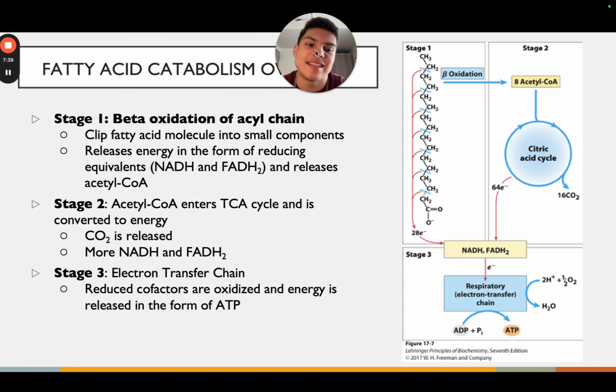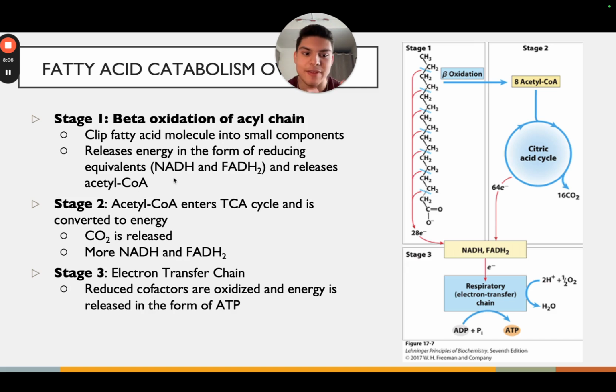We have our fatty acid inside. It's activated. How do we break it down, right? So that's what beta oxidation of the acyl chain is going to do. So basically, we're going to clip our fatty acid molecules into smaller components, 2 carbon molecules, monomers, I guess you can call them. They're essentially acetyl-CoAs, as a giveaway. And then they release energy in form of reducing equivalents. So they will form NADH and FADH2 and also release acetyl-CoA, which we know will go through the Krebs cycle.